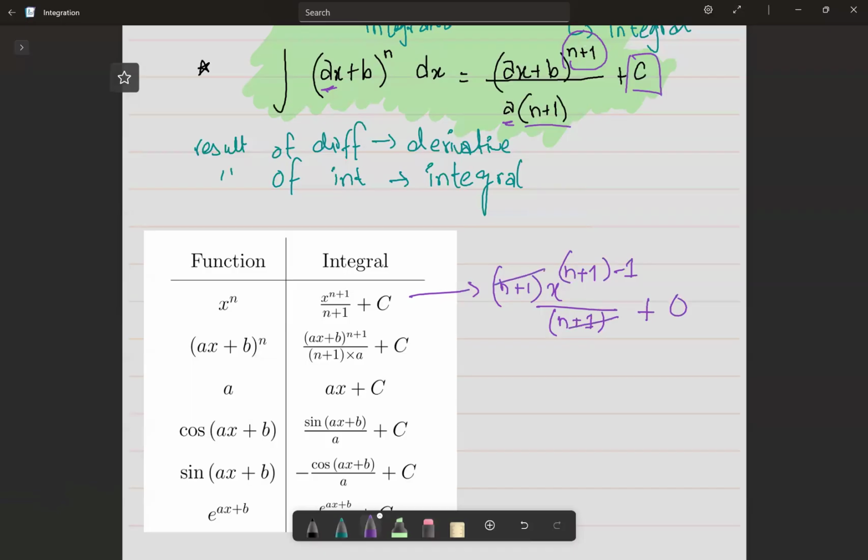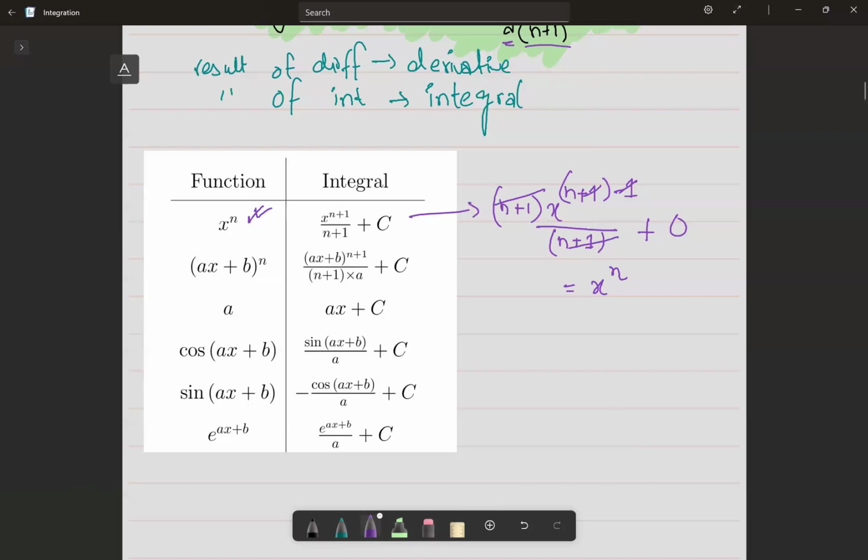So this n plus 1 and n plus 1 gets cancelled out. This plus 1 minus 1 gets cancelled out, and you get x to the power n as given in here. So this means that this integral is actually the integral for this function. It works. We have differentiated this and saw that this actually comes as the function. Similarly, here is the other formula that we saw, and if you differentiate ax plus c, you get a.